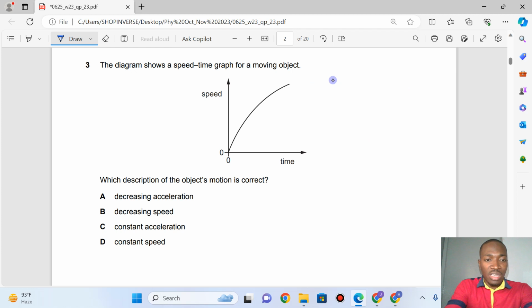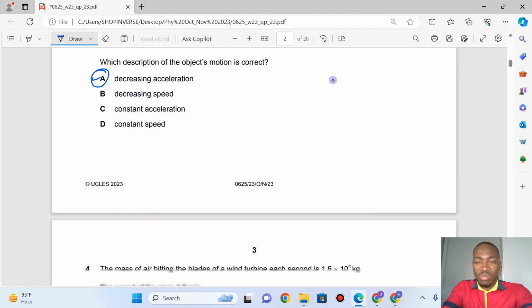So yeah, it shows decreasing acceleration. A is correct. We don't need to check B and C.